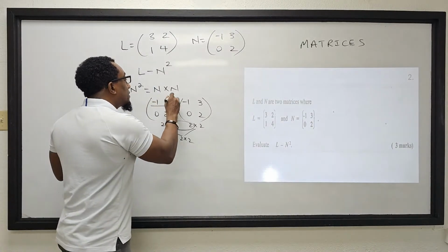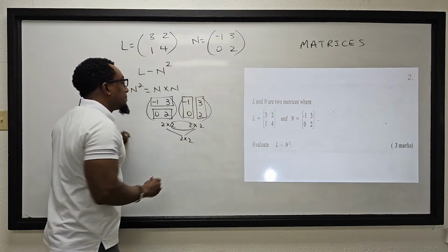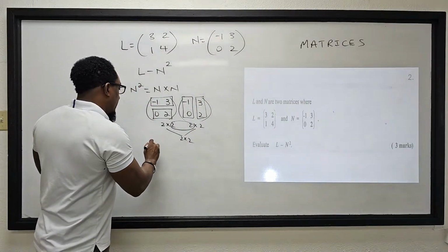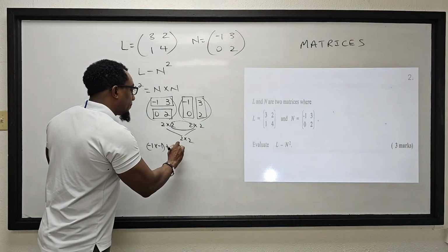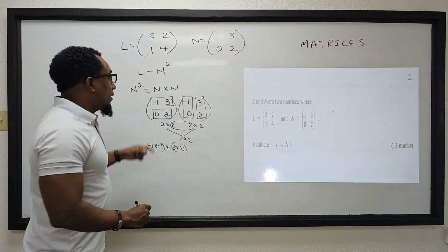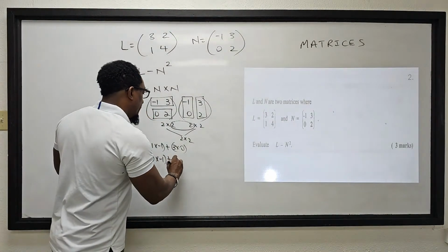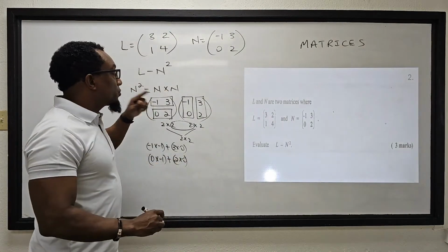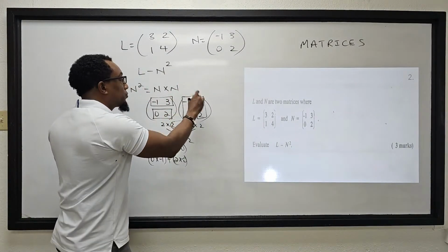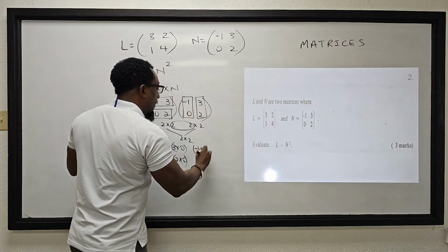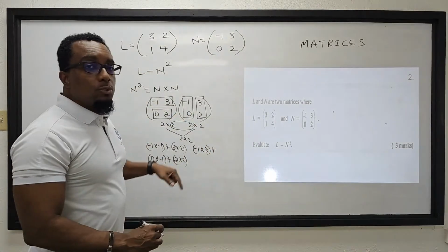Let me multiply rows of the first by columns of the second. I'm multiplying first row, first column. Negative 1 by negative 1 plus 3 by 0. Second row, first column, 0 by negative 1 plus 2 by 0. So that's my first column dealt with. First row, second column, negative 1 by 3 plus 3 by 2.